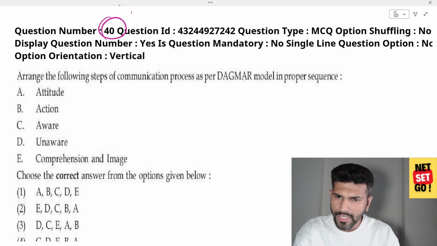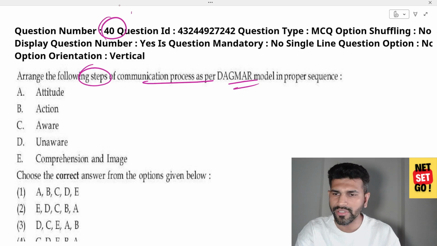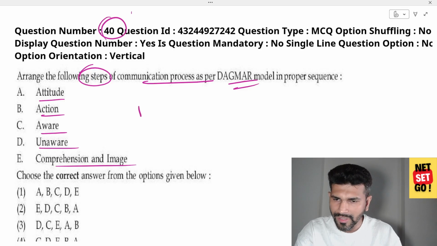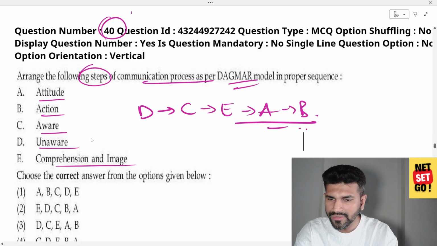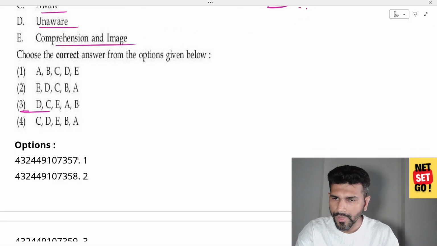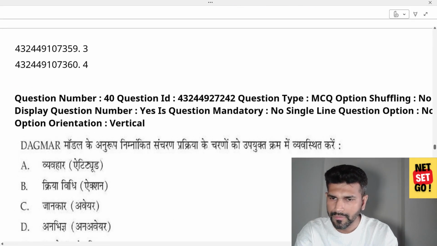Next, arrange the following steps of communication process as per Dagmar model in proper sequence. Attitude, action, aware, unaware, comprehension, and image. So correct sequence is unaware, then aware, comprehension and image, attitude, and action. So DCEAB is correct sequence. Option 3 is correct answer.